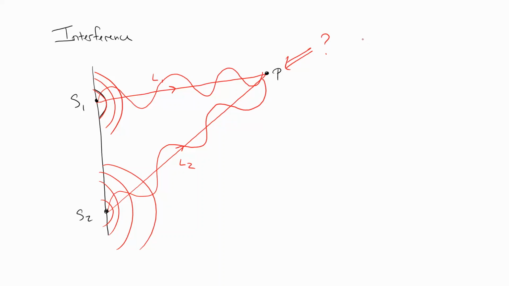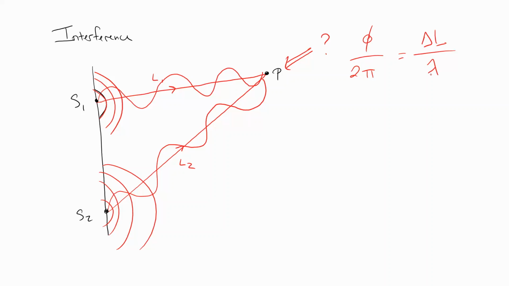And so what we're going to say is that they will have some phase difference, phi, between them. And the ratio of the phase difference between them, phi, to 2 pi, one full cycle, will look like the difference in these path lengths over the wavelength.